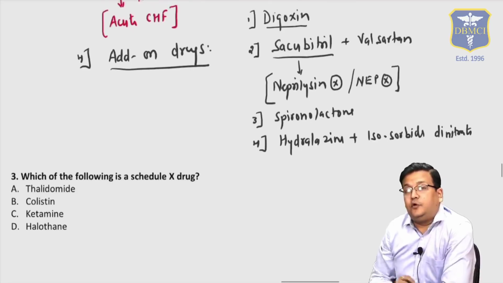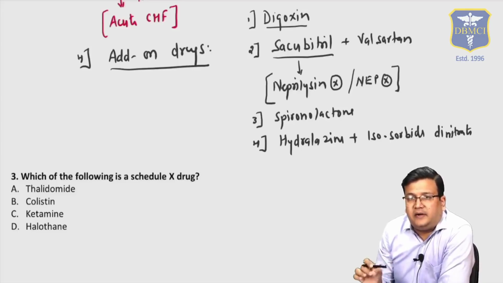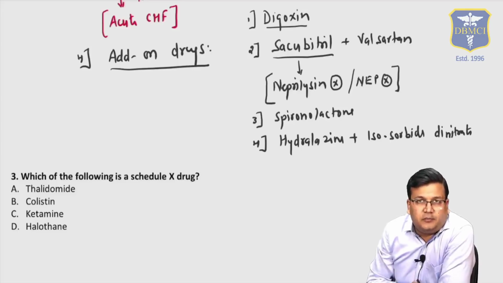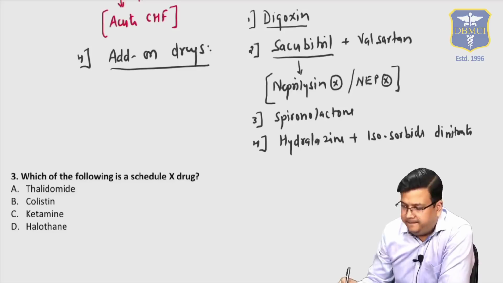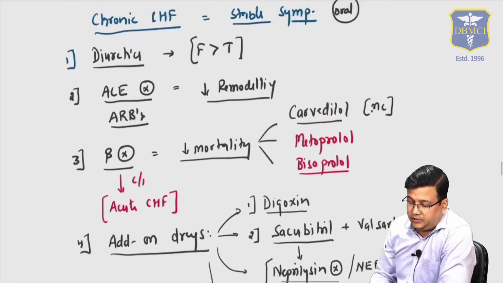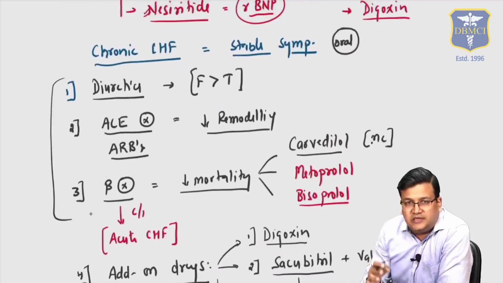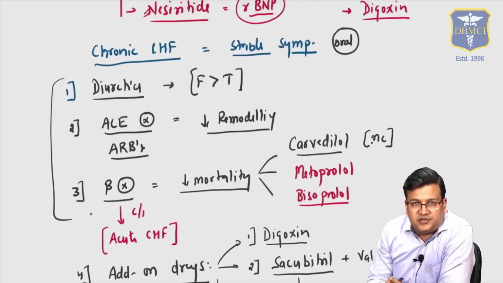So 1, 2, 3, 4. Digoxin, sacubitril plus valsartan combination, spironolactone or hydralazine isosorbide dinitrate combination, any of them can be added if the patient is unstable or cannot be maintained by the combination of the first three drugs: diuretics, ACE inhibitor and beta blockers. These are the drugs which are used in treatment of CHF.